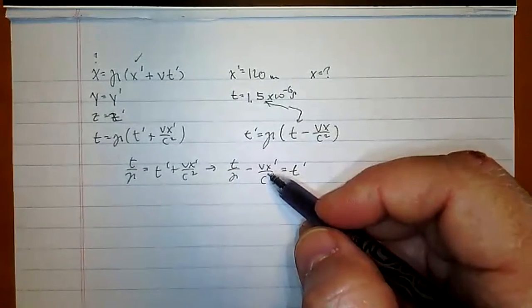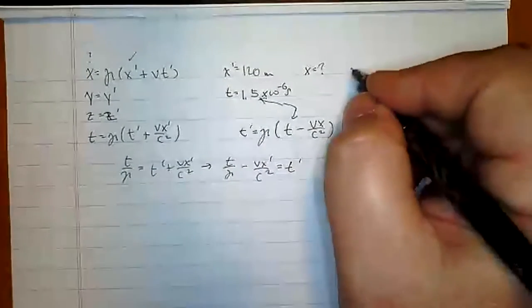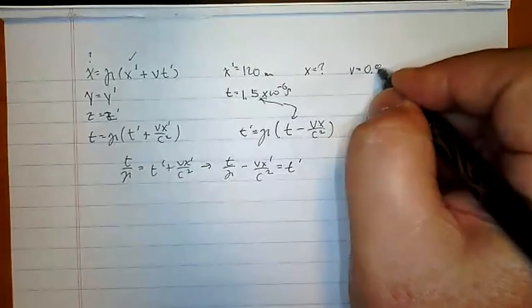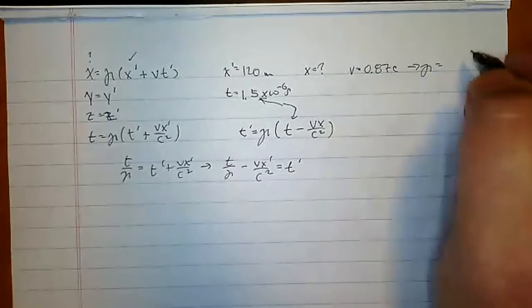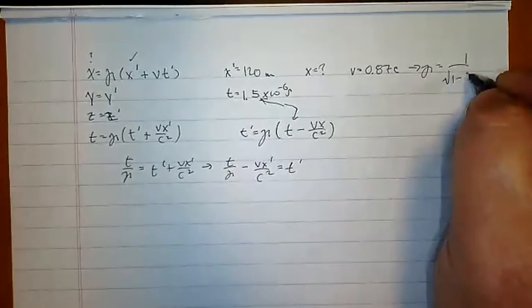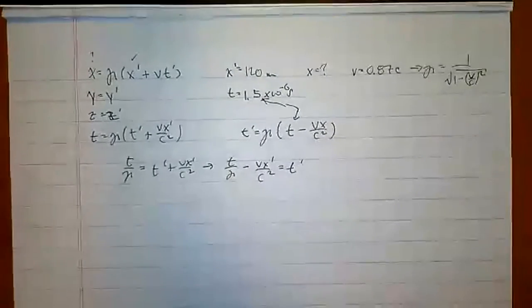Okay. And by the way, they gave you that v is equal to 0.8 was 0.87 c. So gamma, of course, is equal to 1 over the square root of 1 minus v over c squared. So now you have everything you need.